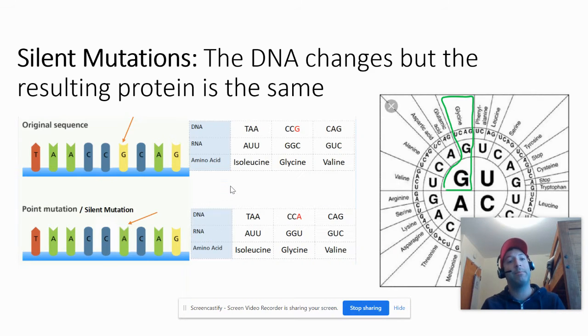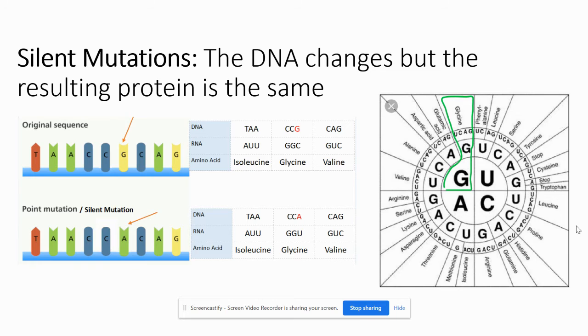All right, so now this is where it's going to get a little tricky. There exists such a thing called silent mutations. A silent mutation is when the DNA changes, but the resulting protein is the same. So let's first look at the original sequence. The original sequence, what's colored here and what's written here are the same. It's TAA, CCG, and GAC.